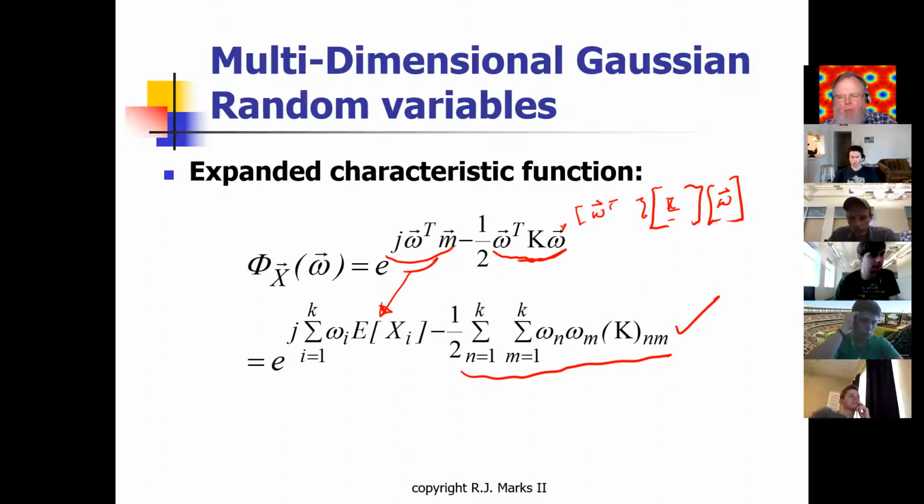Okay, so this is all well and good. Let's go on differently. Now, why are we interested in the multivariate Gaussian random variable?